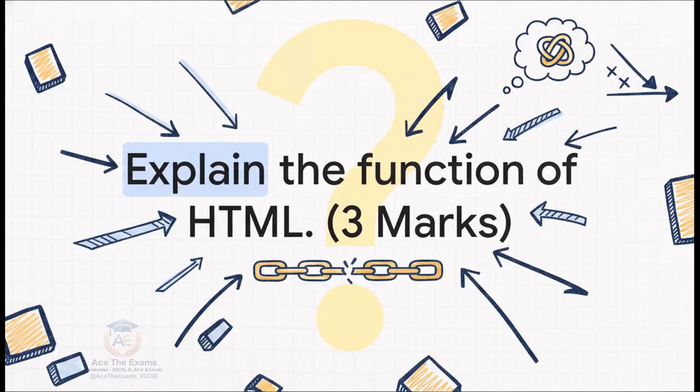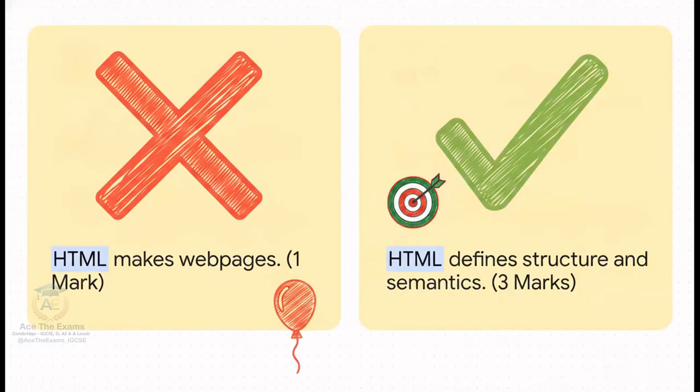Let's look at this question right off the bat. Explain the function of HTML. 3 marks. It's a standard high-stakes exam question. And it's also the exact moment where perfectly smart students accidentally throw away their grade boundaries. And this right here perfectly illustrates why.